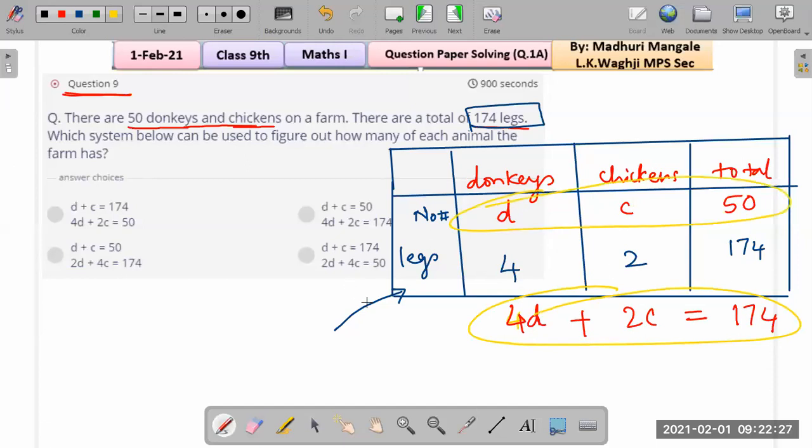And the second equation you can get using this relationship. The sum of the number of donkeys and chickens is 50. So the sum of these is equal to 50. All right, I have given you the hints. Try to select the correct choice now.